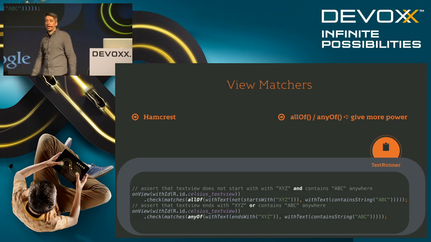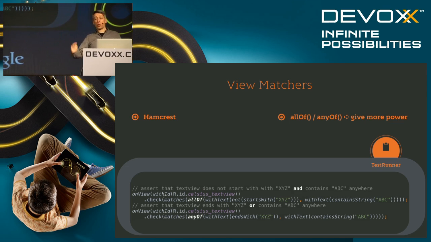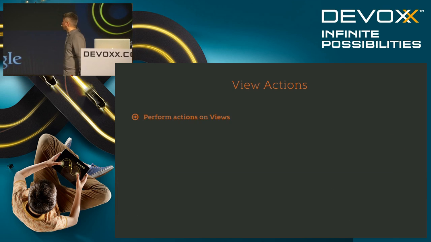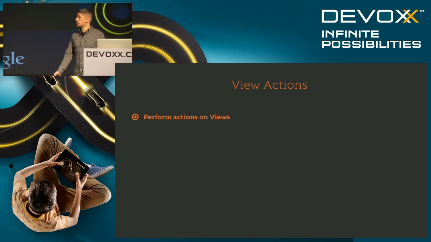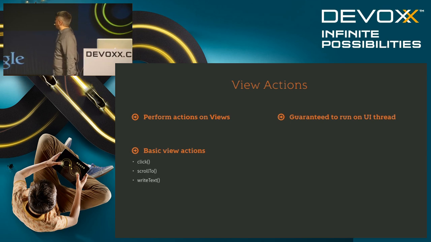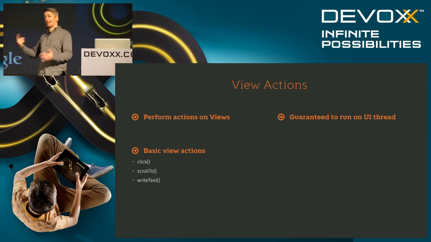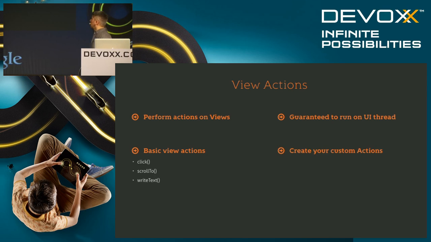You can just work with any of. So quite nice functionality and still very well readable. Now, these view actions is what you use to then perform actions on your views. The good thing is that Espresso will guarantee that they run on the UI thread. So things like input of text, scrolling, and so on is all supported by Espresso.